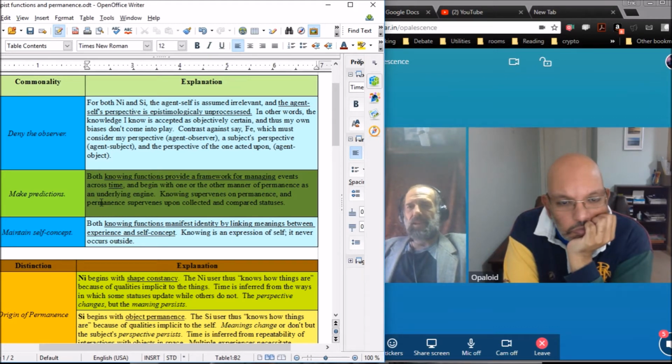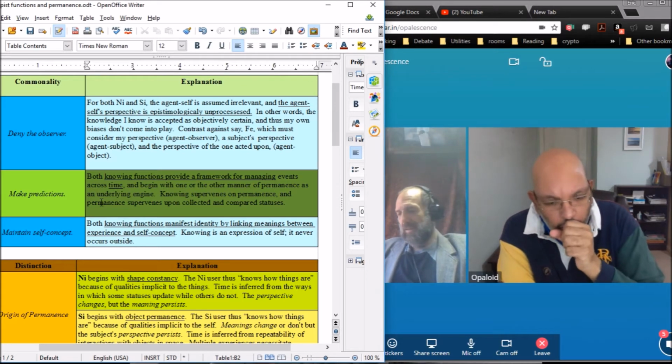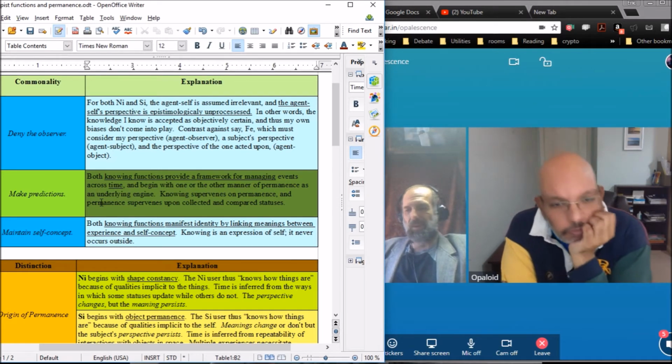And so in that instance, it's like both knowledge functions. Because I know I ate a honey bun this morning, I can predict that there's one fewer honey bun in the box next time I go to visit it. That would be an example of using knowledge to make predictions.